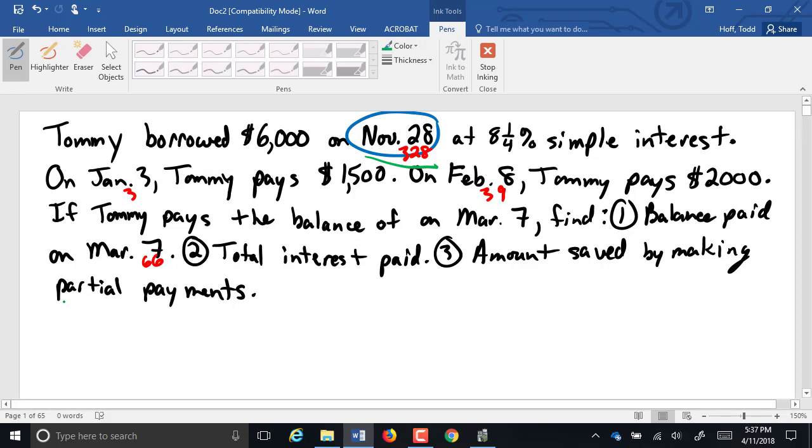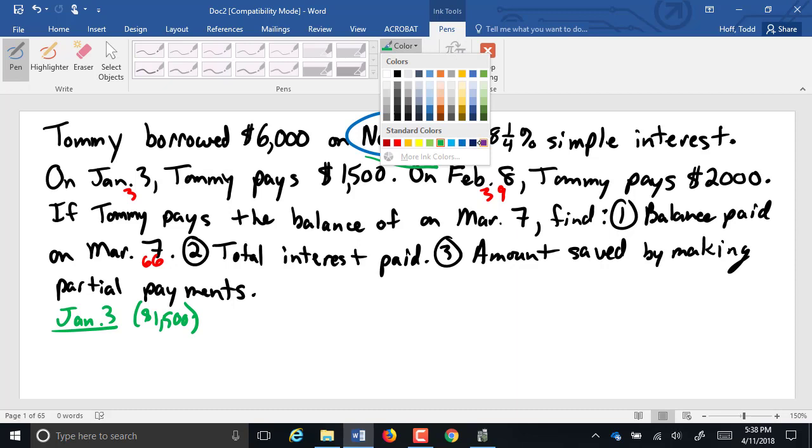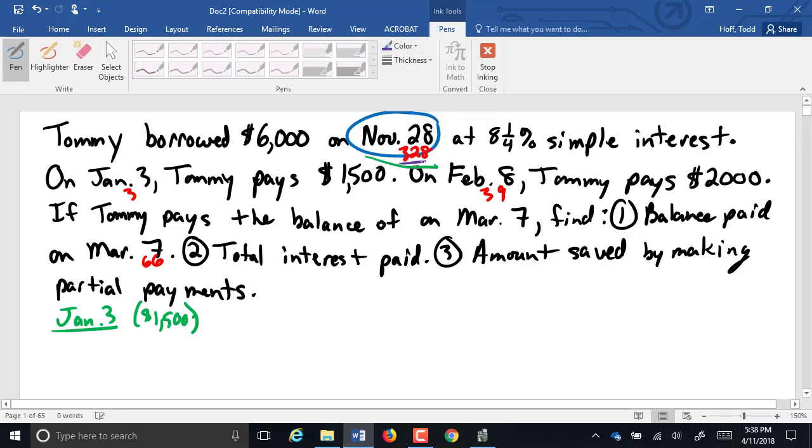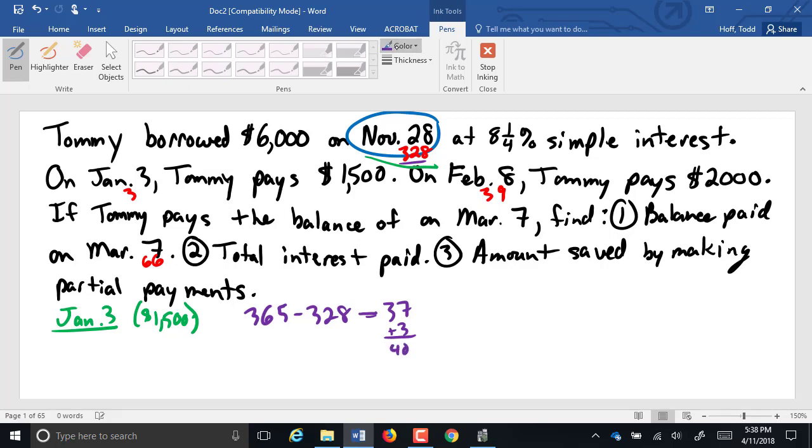The first action then is on January 3rd. And that is a $1,500 payment. That is, well, we have 365 minus 328 gives us 37 days from November 28th to the end of the year, plus the 3 days in January makes that day 40. So let's find our interest based on that.